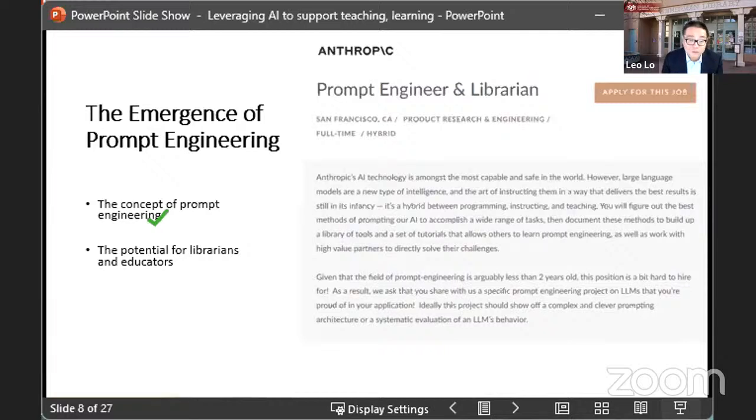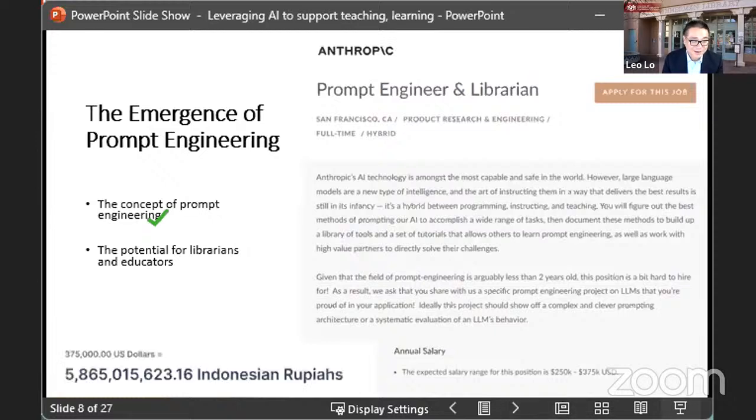So if you need proof, look at the salary. $250,000 to $375,000 US dollars a year. Now, how much is it in your currency? I looked it up today. That's how much. That's quite a lot of money, right? So I'm going to come back to prompt engineering in a little bit to talk about how it may be able to help us transform teaching and learning.